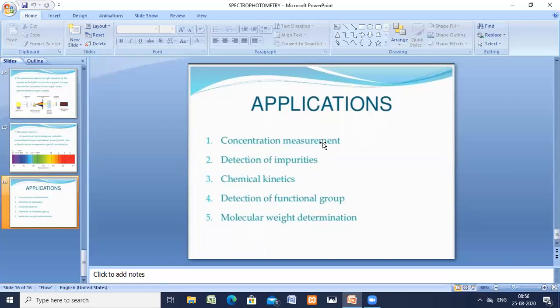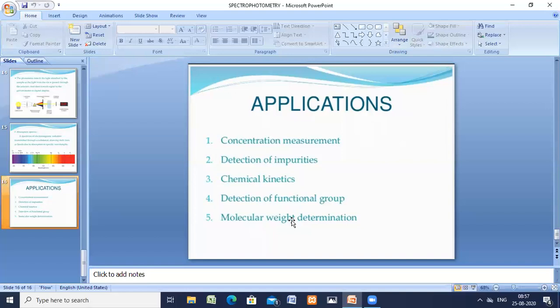In this way, we have done different types of concentration measurements. In a similar way, you can go for the purity measurements of steel, detection of impurities, kinetics, that is, the rate of a reaction, how fast a particular reaction is going on with respect to time, detection of functional groups, and molecular weight determination. All such applications can be done with spectrophotometry.